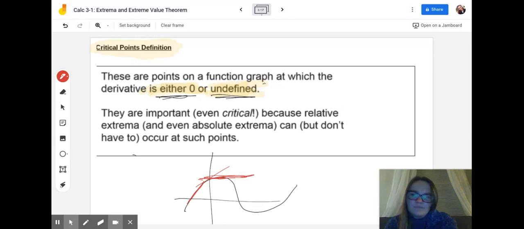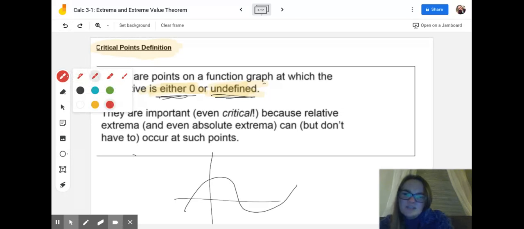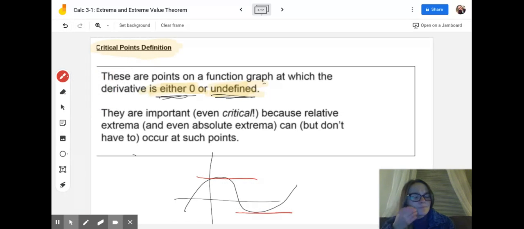Let me make that look a little bit nicer. So I have a horizontal tangent line right here. And in fact, I have another horizontal tangent line here. Hopefully we're noticing that when the derivative is equal to 0, there is a big chance that I'm going to have a maximum or minimum.